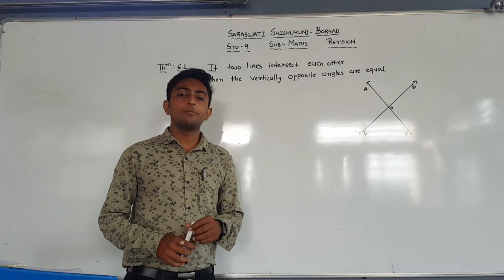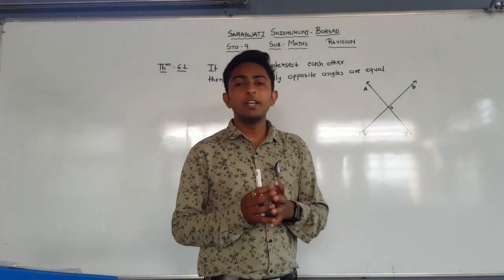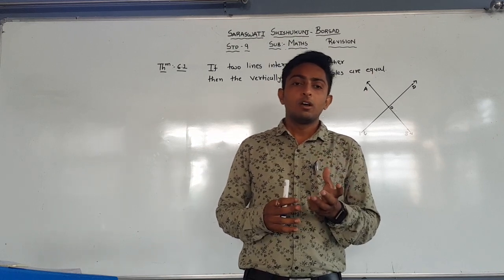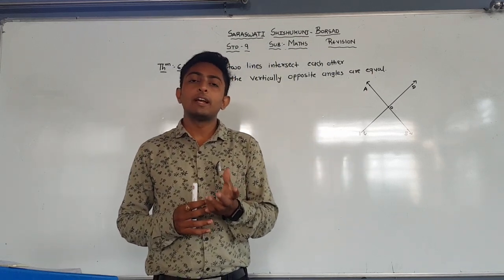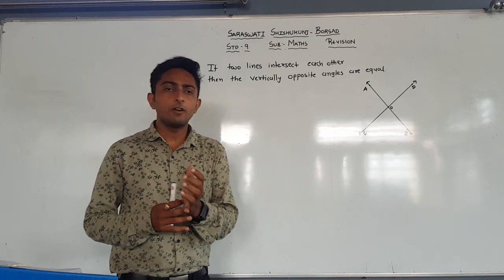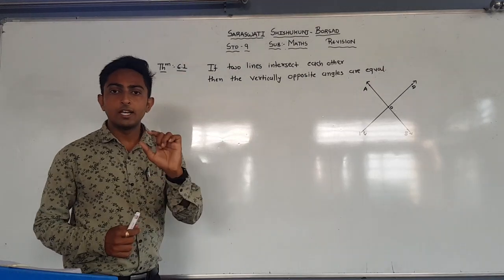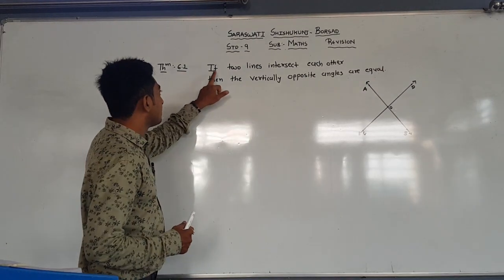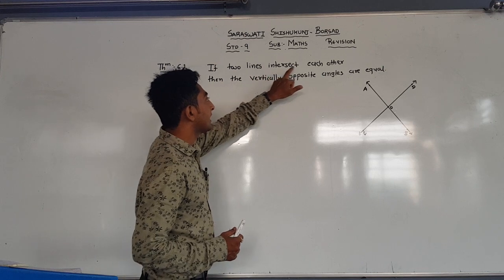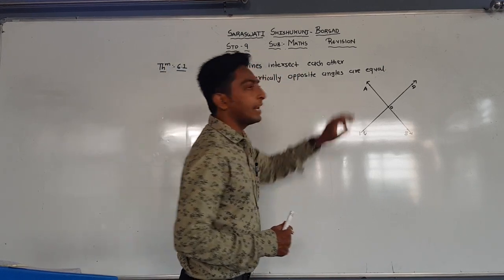Standard 9, subject mathematics. Friends, in this video lecture, we will be discussing the theorems related to chapter number 6 and chapter number 7. So, without wasting time, first of all, let us see theorem number 6.1. Theorem number 6.1, the statement is: if two lines intersect each other, then the vertically opposite angles are equal.